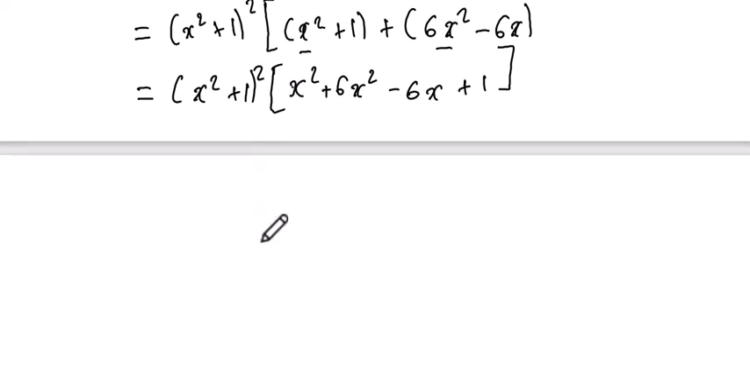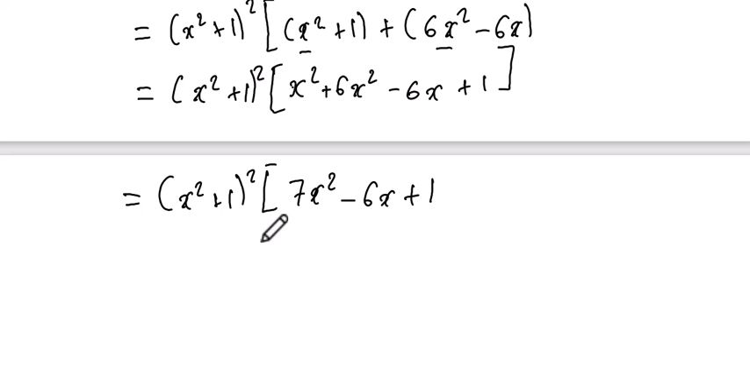We move further down, and our final answer is just going to be x open bracket x squared plus 1 close to the power 2, which is going to be 7. When this adds up, x plus x squared plus 6x squared, this is going to be 7x squared minus 6x plus 1 as our final answer.